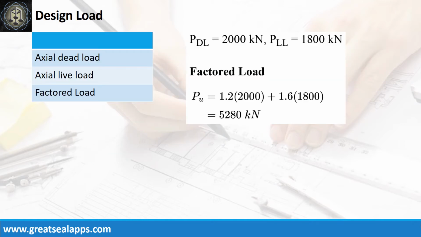The column carries an axial dead load of 2000 kN and axial live load of 1800 kN for a factored axial load of 5280 kN.